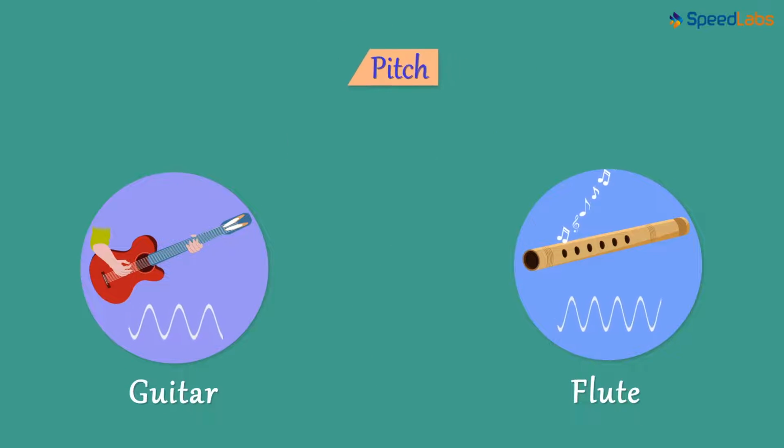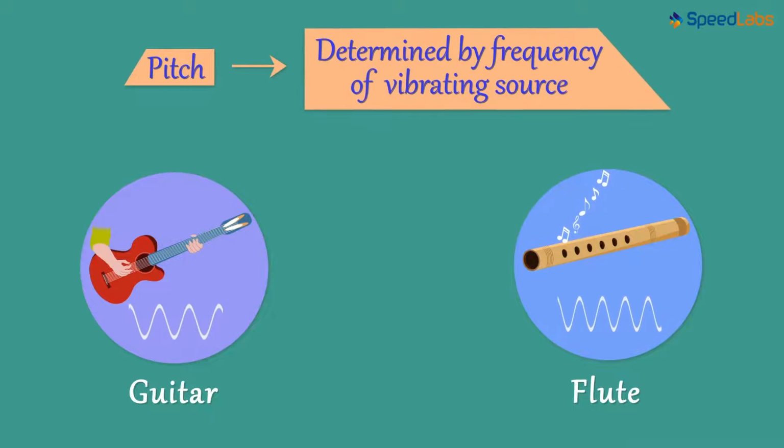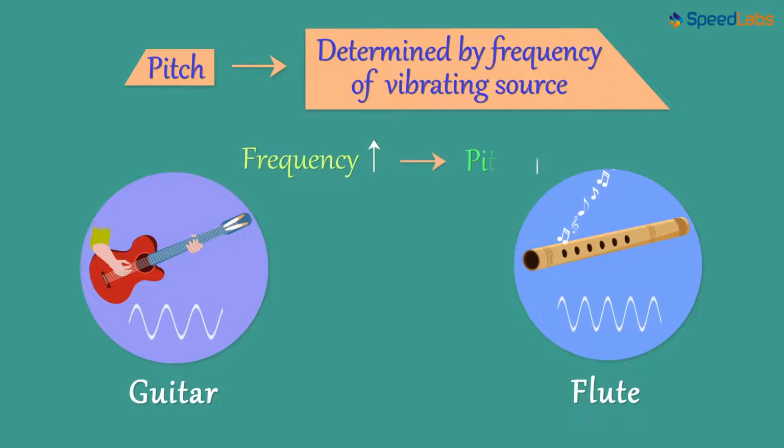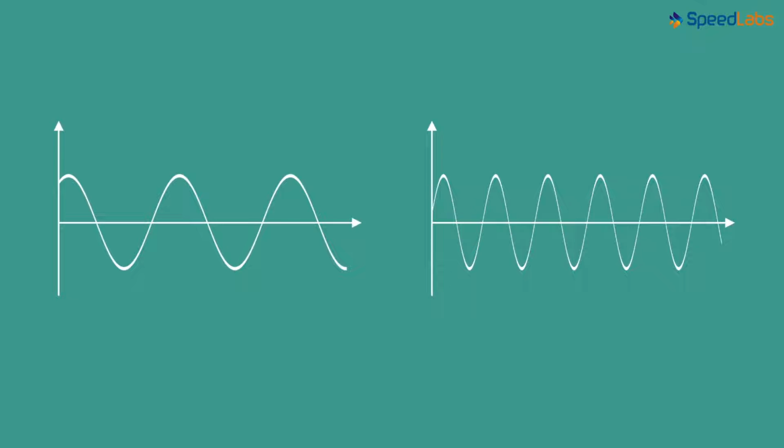It's called pitch. As we've seen before, pitch is the perceptual property of sound. It is determined by the frequency of source. More the frequency, higher will be the pitch. To know if you've really understood what pitch means, here are 2 graphs for you. These are graphs of 2 different sound waves. Which sound among these 2 do you think will have higher pitch?